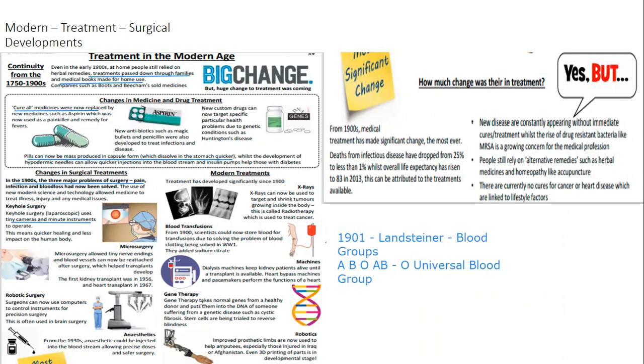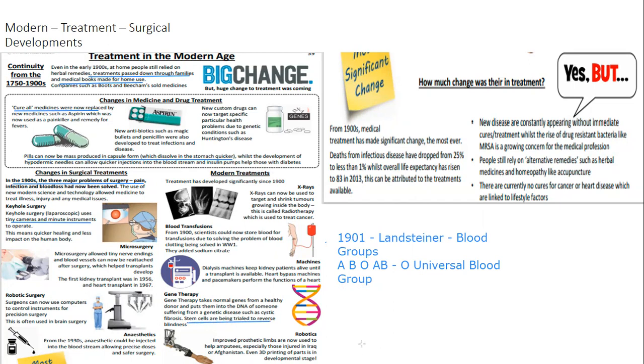Genetic therapy is another form of treatment which takes normal genes from a healthy donor and puts them into the DNA of someone that's suffering from a genetic disease such as cystic fibrosis. So they're trying to basically replace the poor genetic makeup with positive ones. And also stem cells are being used to try and reverse blindness, but that's in the very early stages.